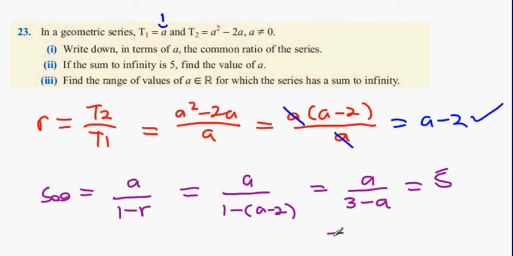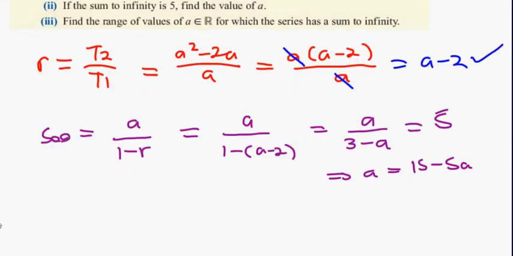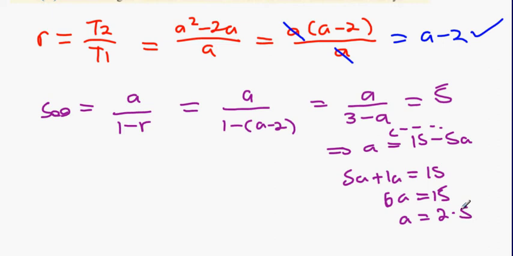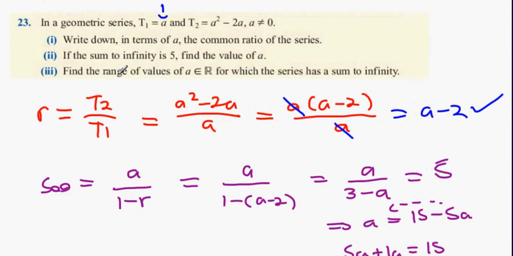We're going to cross multiply up, and we're going to get a equals 15 minus 5a. And then bring it over to your side, so we get 5a plus 1a equals 15, 6a equals 15, then a equals 2.5. Okay, so a equals 2.5. Find the range of values for a for which the series has a sum to infinity.